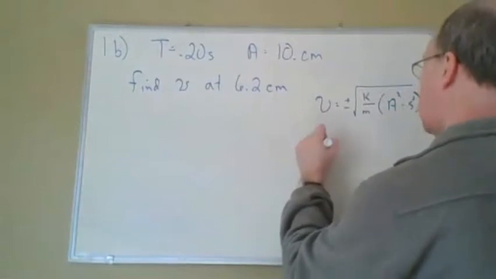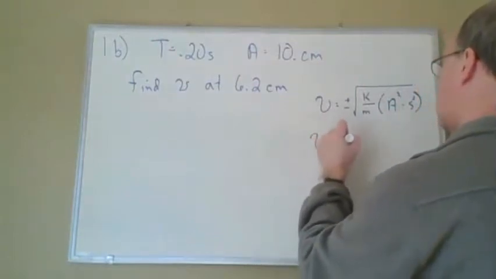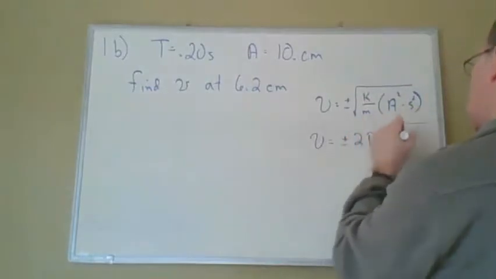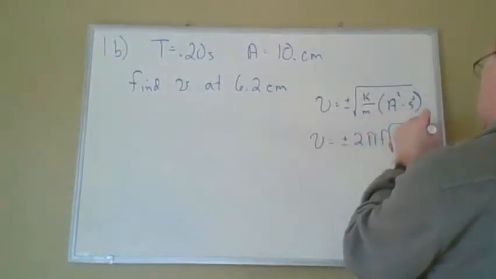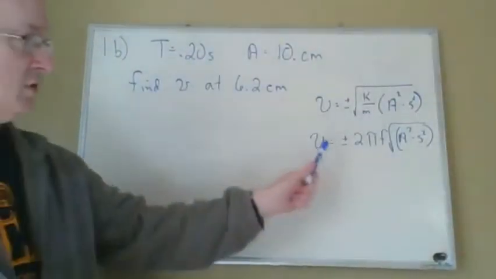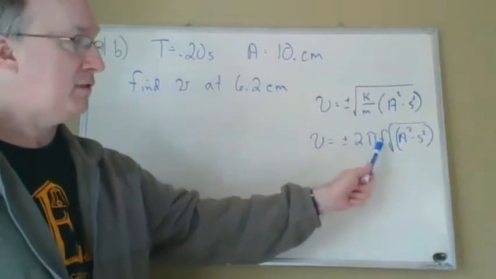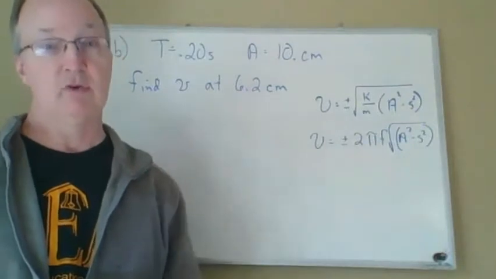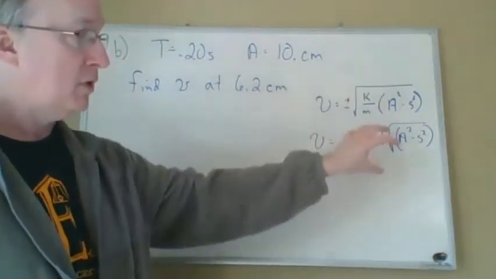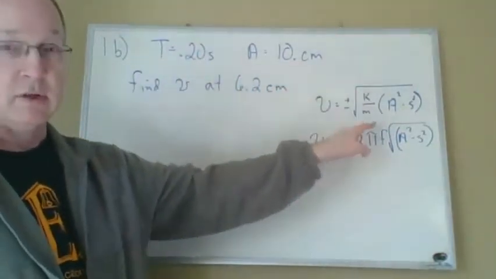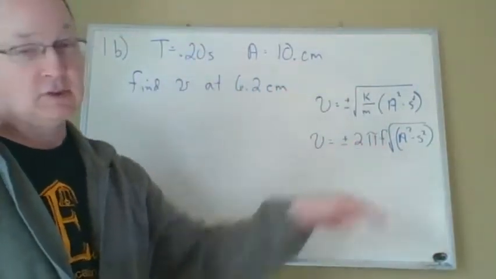But remember, there is another version. V equals plus or minus 2 pi f times the square root of a squared minus s squared. That's the second version of the equation. So make sure you have both versions, because it depends on what you know. If you know k and m, you use this equation. If you know the frequency, you use this equation.